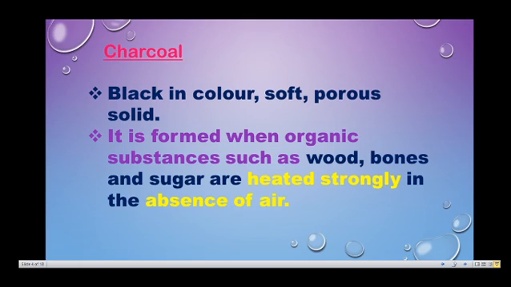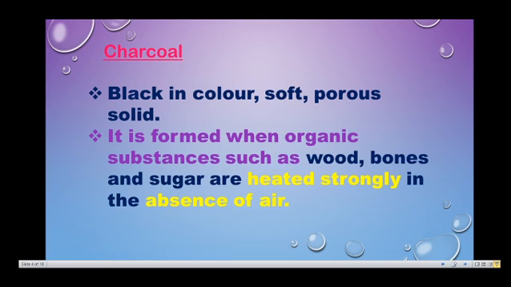It is formed when organic substances such as wood, bone and sugar are heated strongly in the absence of air. So it is very important. If we heat wood, we get wood charcoal. If we heat bones, we get bone charcoal. And if we heat sugar, we get sugar charcoal. Based on what kind of substance we are heating, we get the corresponding charcoal.